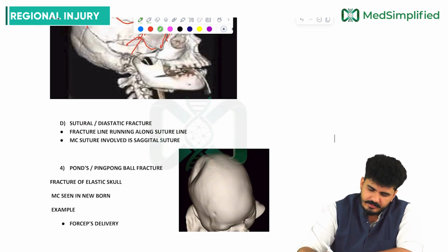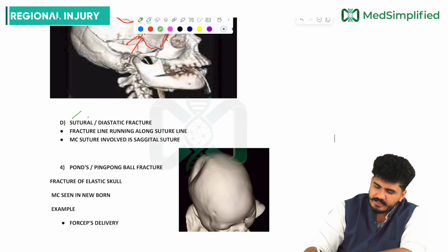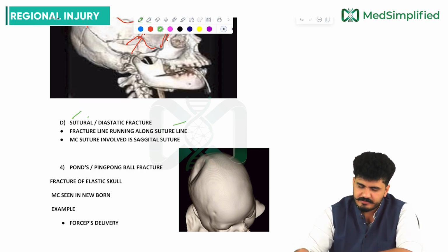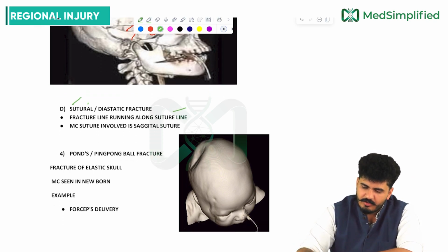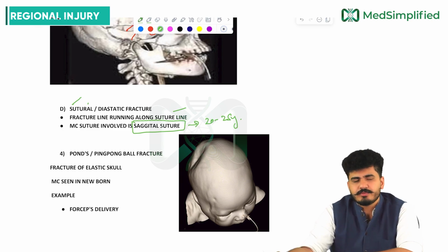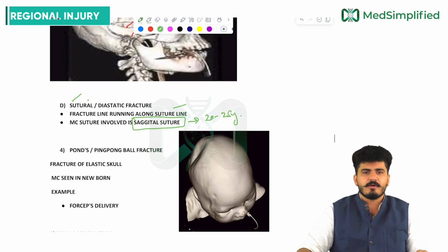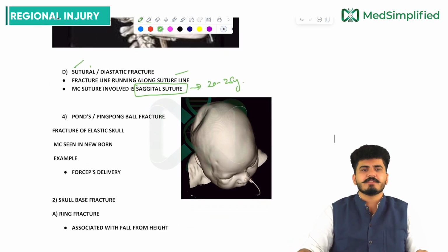Now, sutural diastatic is again an example of a linear fracture, with fracture lines running along the sutural line, my dear friends. The most common suture involved would be the sagittal suture, which gets closed at the age of 20 to 25 years. Now coming to the next type of fracture, that is Pond's fracture.